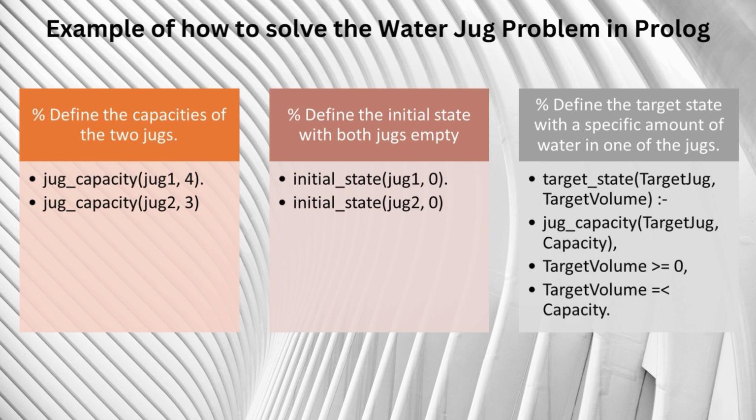Next step is to define the target state with a specific amount of water in one of the jugs. So, we define the predicate target_state, target jug comma target volume, which implies jug capacity of target jug comma capacity, target volume is greater than or equal to 0, and target volume is less than or equal to capacity.